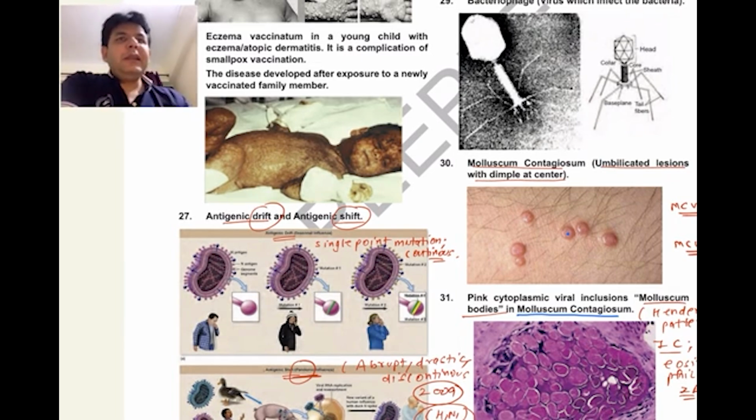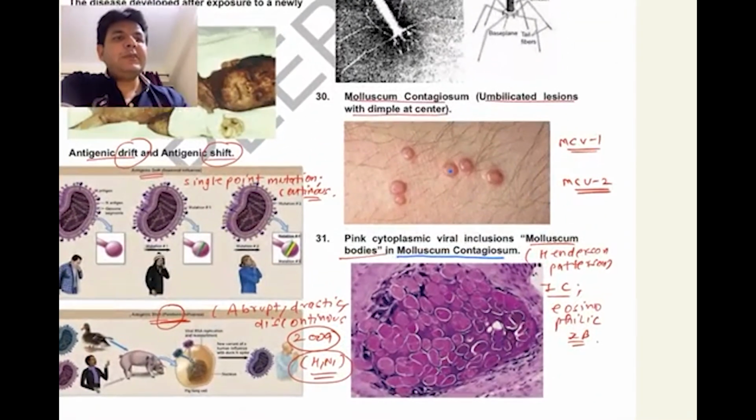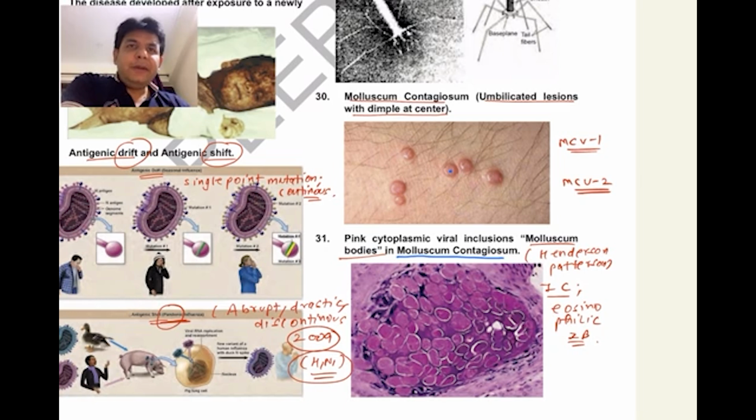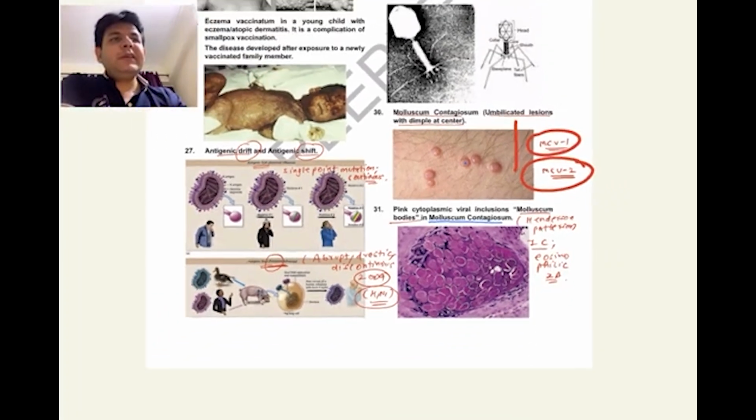Another hot favorite question of examiners is molluscum contagiosum, pearly white. It is a pearly white or pinkish white umbilicated nodule caused by MCV1 and MCV2, and is associated with HIV positive patients. That is also there, and this is the inclusion body of that. And below, you can see this.